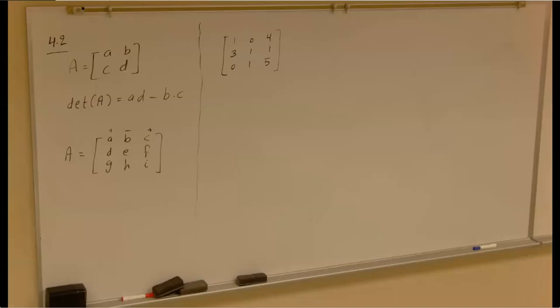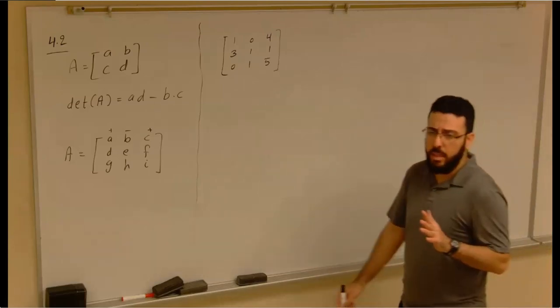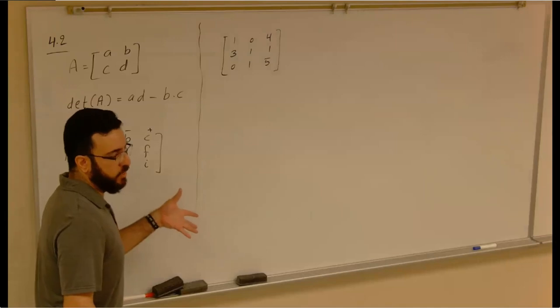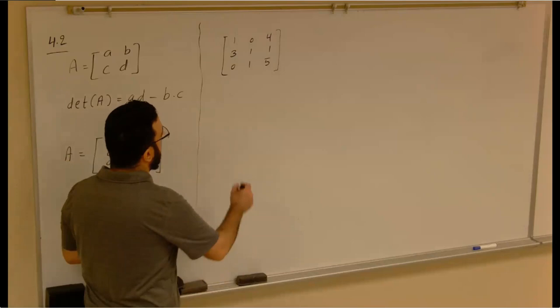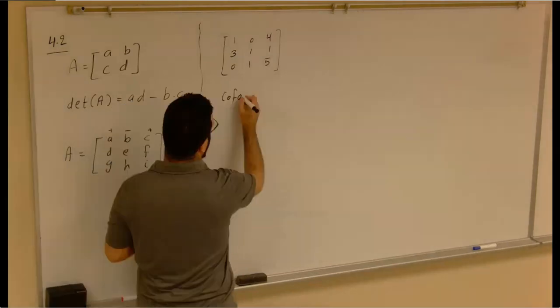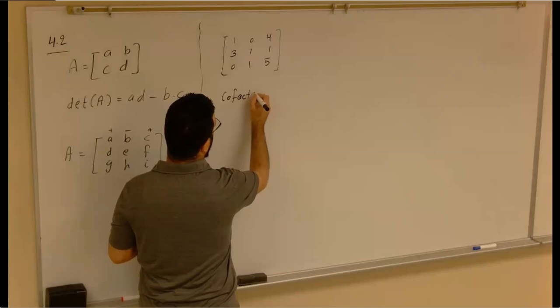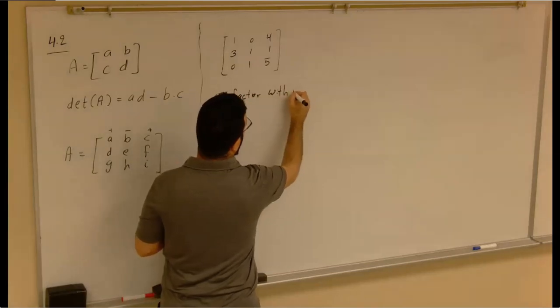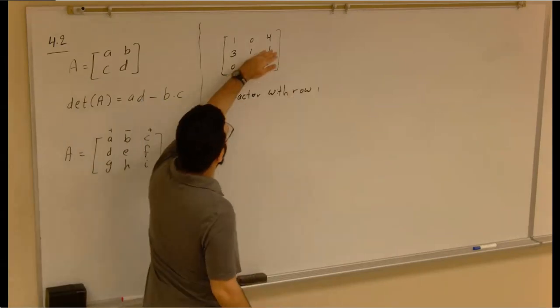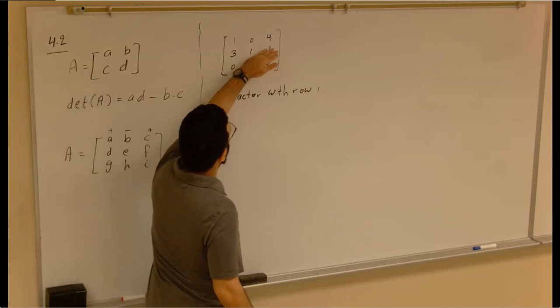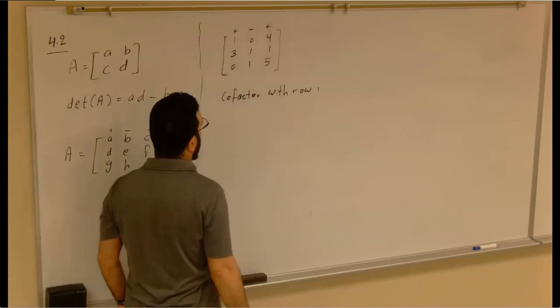So let's find the determinant for this matrix. Again, which row or which column you use doesn't matter. You're going to get the same determinant. Let's check that. Let's use cofactor with row 1. I'm going to use row 1, so I'm going to say plus, minus, plus.